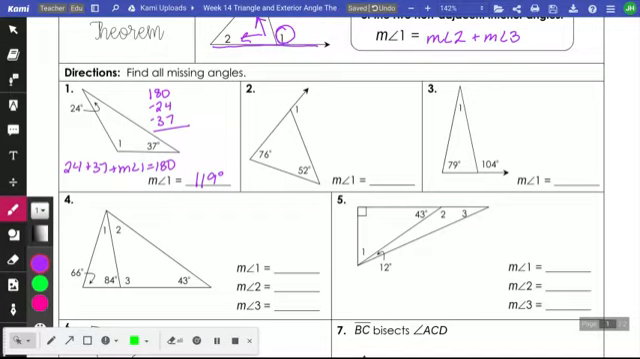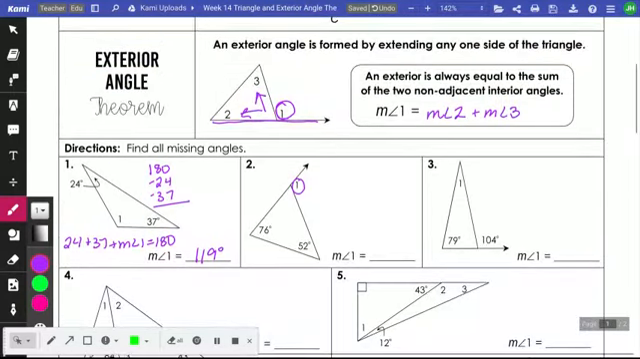Now this one doesn't have all interior angles. My angle 1 is an exterior angle. So I'm going to use the exterior angle theorem, which is right above. And it says that that exterior angle, measure of angle 1, is equal to the sum of the two opposite interior angles. So 76 and 52. When I add those together, I get 128 degrees.